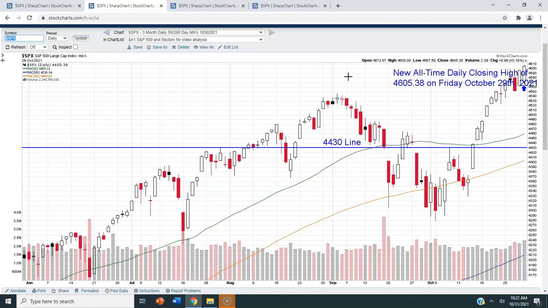But guys, please, just understand: economy and stock market, not the same thing. News headlines, politics, none of that matters. Stay focused on the stock market.